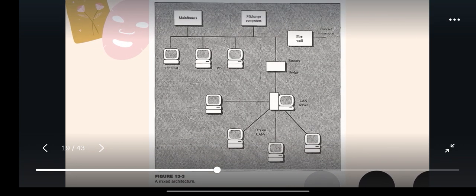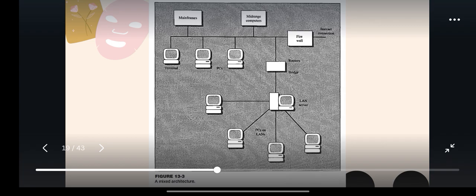So here's a figure of a mixed architecture. So mainframe, mid-range, and then terminals or PCs, and then PCs on LANs.